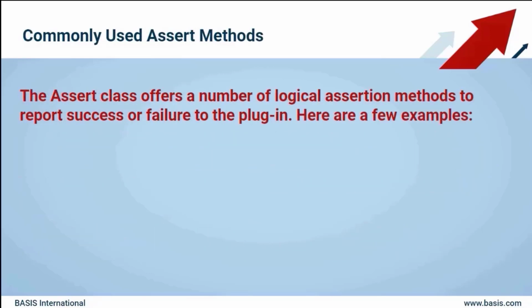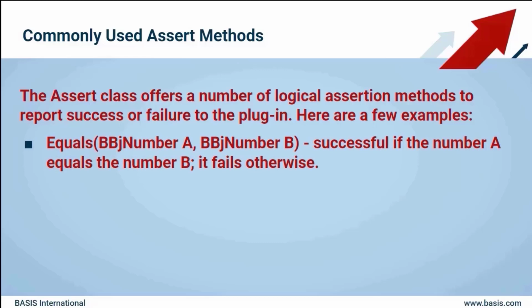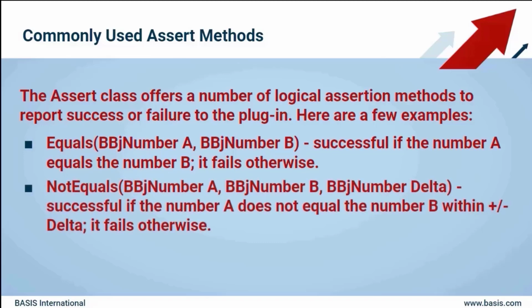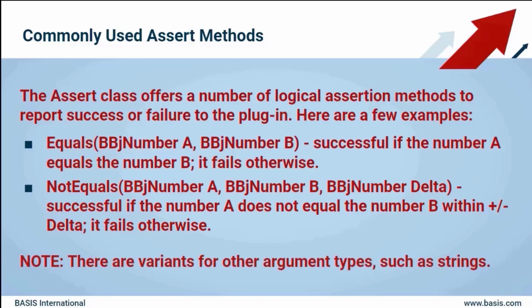The assert class offers a number of logical assertion methods that you can use. Remember, for more details, you can go back to the document that we mentioned earlier. But for the moment, here are a few examples of some of the more common ones. There's a method called equals, and you call it with two numbers, and it returns success if the two numbers are indeed equal and failure if the two numbers are not equal. There's not equals, in case you want to go the other way and report that it succeeds if they're not equal. Note there are variants for other argument types like strings and such. I'm only covering one or two of them here.